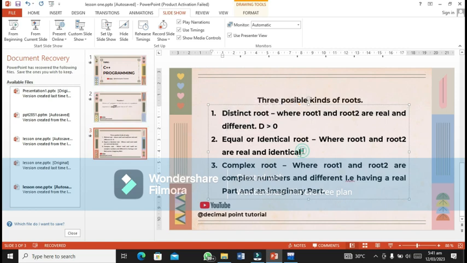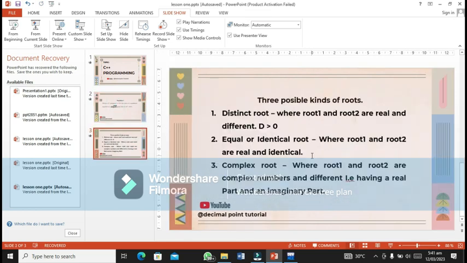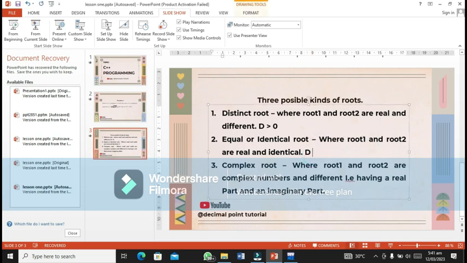Now, how do we know we are having equal roots? It is when d is equal to 0. It means we are going to have equal or identical roots, where root 1 and root 2 are equal. Now, how about the complex? The complex root is where we have d less than 0. That means we are going to have a complex root, where root 1 and root 2 are complex numbers.